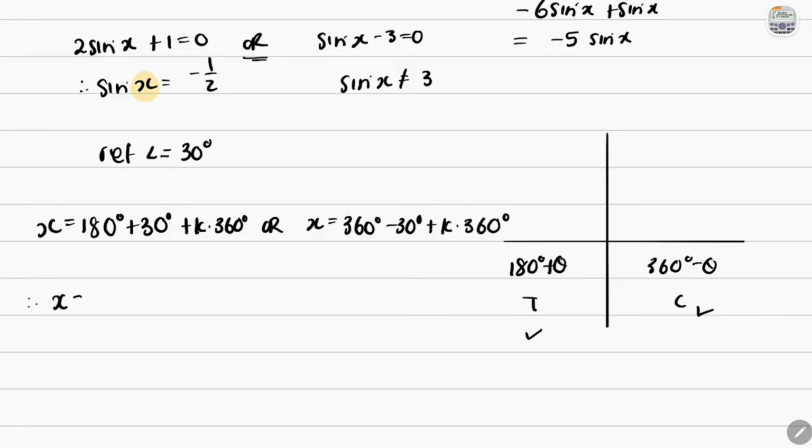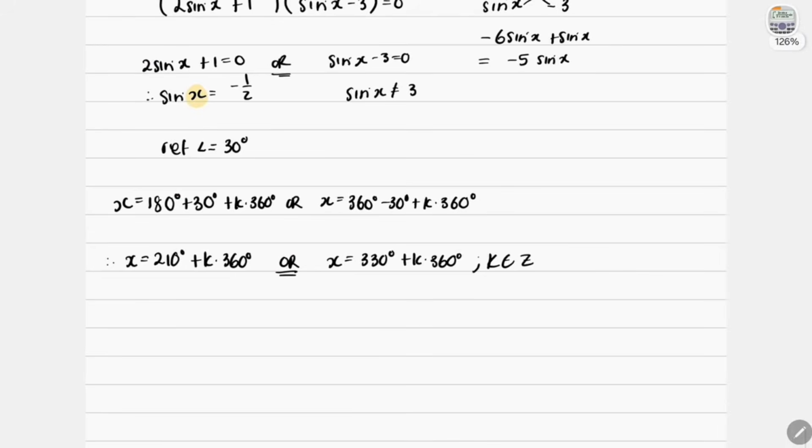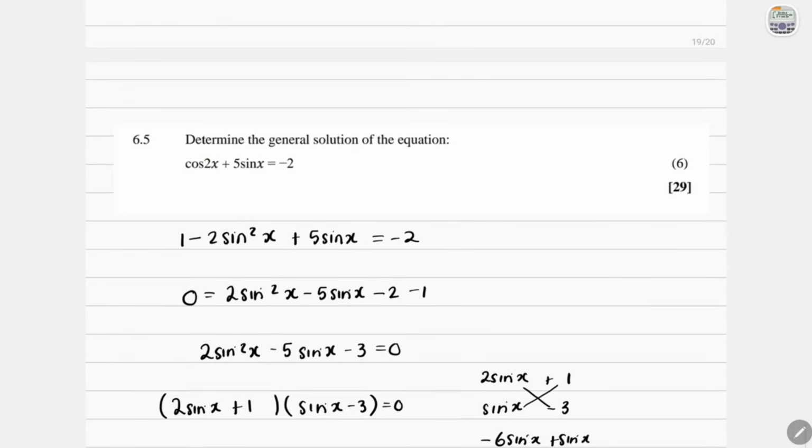Okay, so here, x is simply equal to 210 degrees plus k 360 degrees, or x is equal to, and that's going to be 330 degrees plus k 360 degrees. Do not forget to tell them that k is an element of integers. You can only use integer values there. And that is our answer, okay? And that is the general solution to this equation.